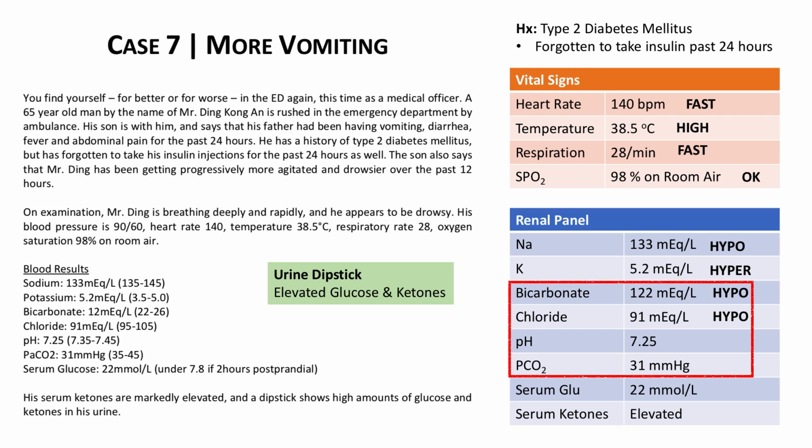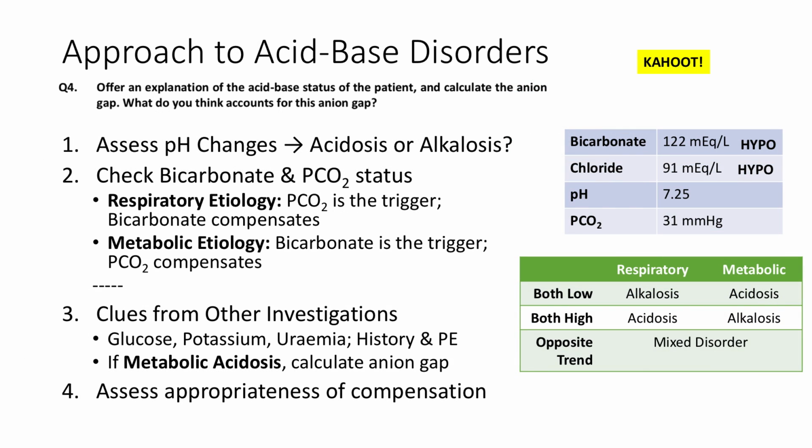Okay, very good. So when you are presented with this kind of picture, especially in an exam setting, it can be quite difficult to digest, right? So I'm going to break it down for you one by one. We are going to start by looking at these 4 components. So we are jumping now to question 4. Offer an explanation for the acid-base status of the patient and calculate the anion gap.